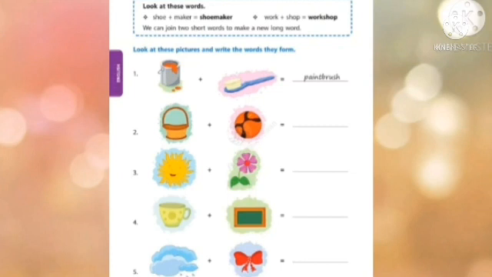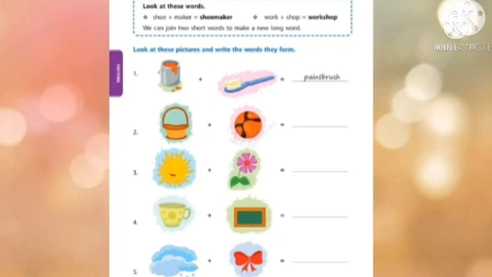Look at these pictures and write the words they form. Here they are given some pictures and using that pictures we need to make the compound words. Look at the first picture. Paint plus brush. The first picture is paint and the second one is brush. It forms the new word paintbrush.